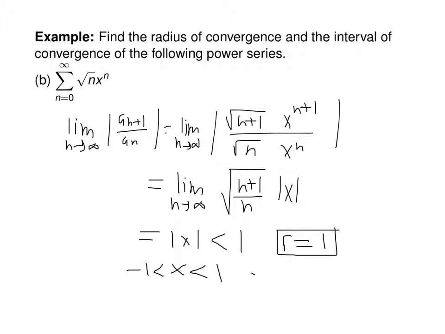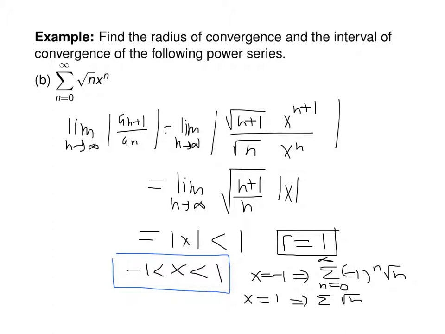So if we input x equals negative 1, I get the sum from n equals 0 to infinity of (-1)^n root n. And if I input x equals 1, I get the sum from 0 to infinity of just root n. The first series diverges because if you try to apply the alternating series test, the limit of the terms does not go to 0. And the second one diverges by the test for divergence. So this is the interval of convergence: x is between negative 1 and 1.